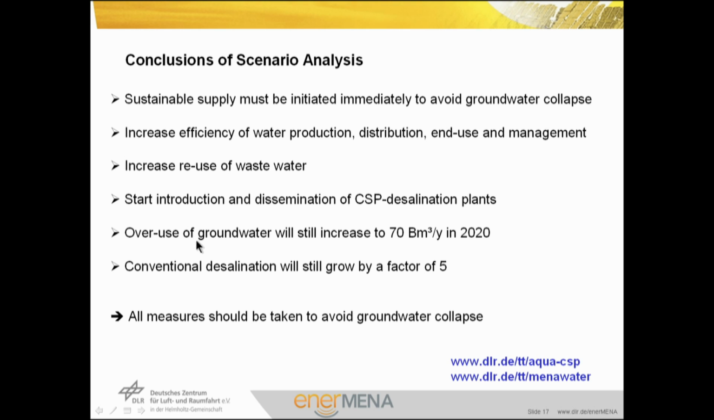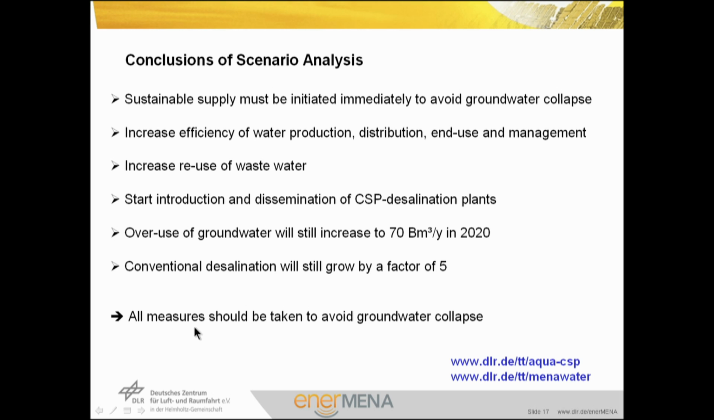The overuse of groundwater will still increase to 70 billion cubic meters per year in the year 2020. This is the volume of the Nile River. It is a huge amount of water that will be taken from groundwater, which will not be renewable. So the danger of really going into a critical situation is really large. Conventional desalination will also grow by a factor of 5, which will require the consumption of a lot of fossil fuels for seawater desalination.